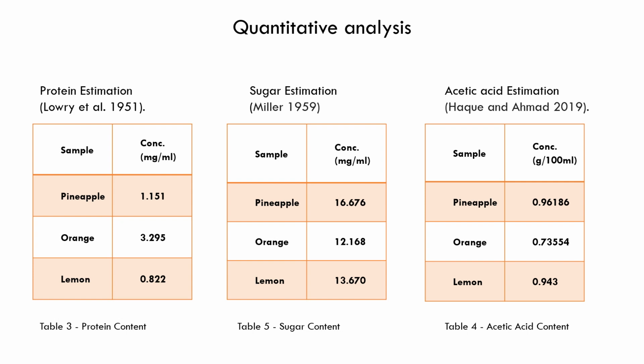The acetic acid estimation was done by titrating the diluted solutions of bioenzyme with the help of NaOH. The volume of NaOH used to neutralize the acetic acid present in the sample was taken, and then the acetic acid concentration was found out.